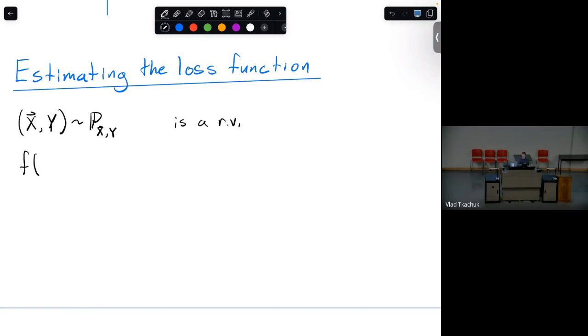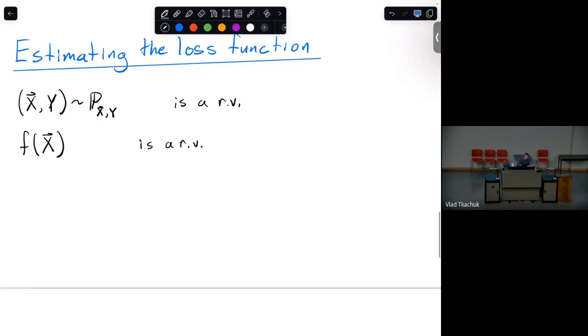We have this thing, which is a predictor. It takes in just X. Since it's a function of a random variable, this is also a random variable. These are the things I want to emphasize with this. And then finally, we have this loss function, which takes in the predictor and takes in another random variable called Y, so it takes in two random variables. This is still a random variable.